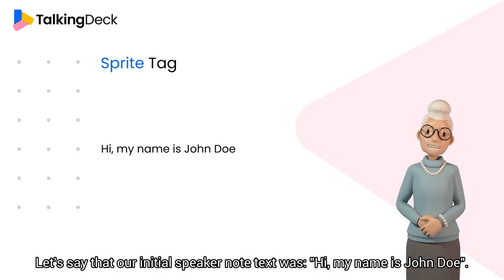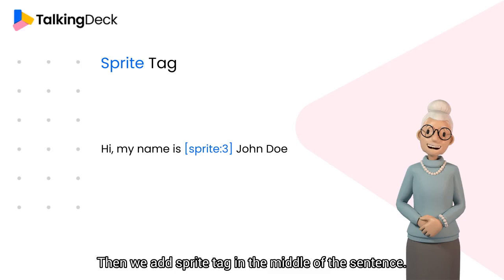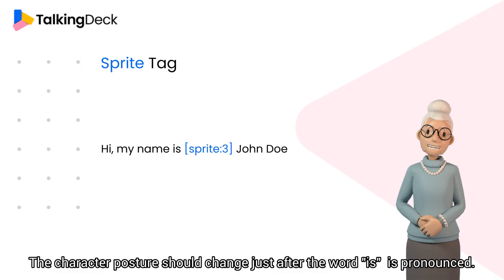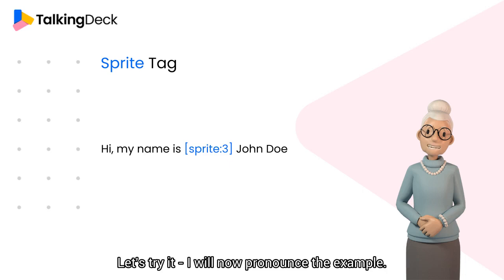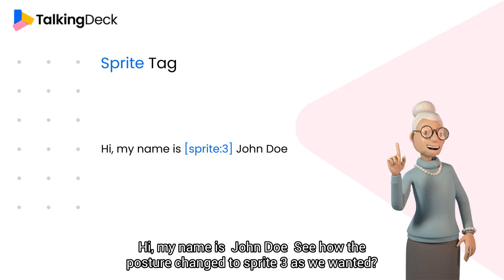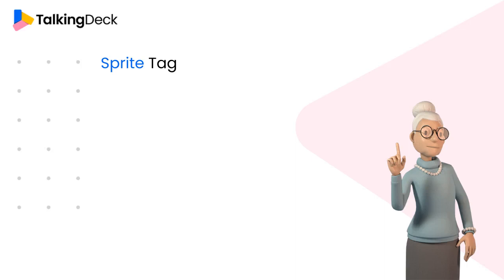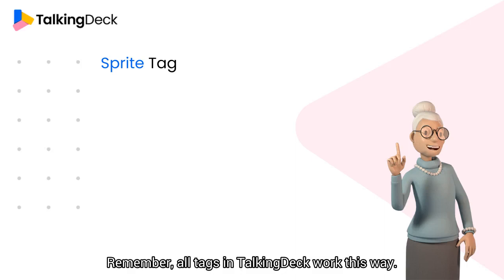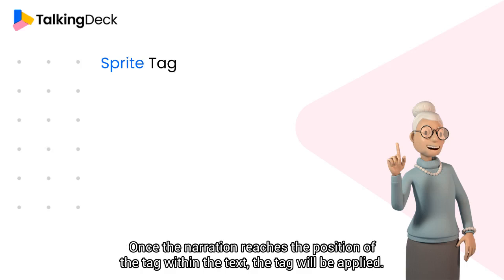Let's say that our initial speaker note text was, "Hi, my name is John Doe." Then we add the sprite tag in the middle of the sentence. The character posture should change just after the word is pronounced. Let's try it. I will now pronounce the example. Hi, my name is John Doe. See how the posture changed to Sprite 3 as we wanted? How great is this? Remember, all tags in TalkingDeck work this way. Once the narration reaches the position of the tag within the text, the tag will be applied.